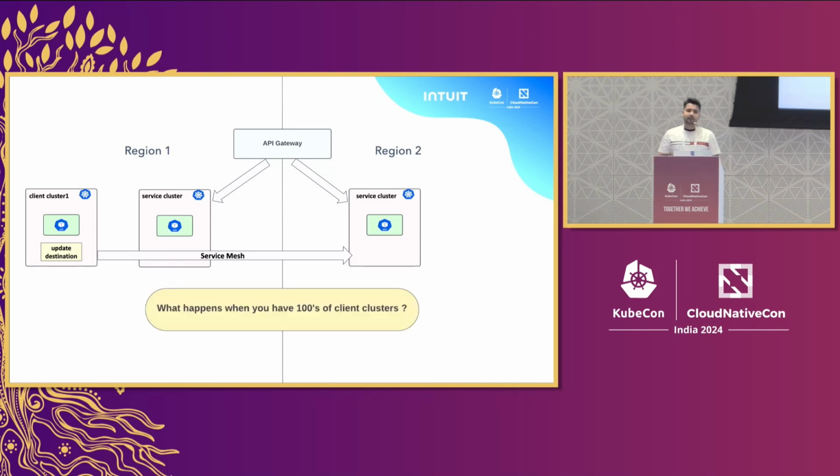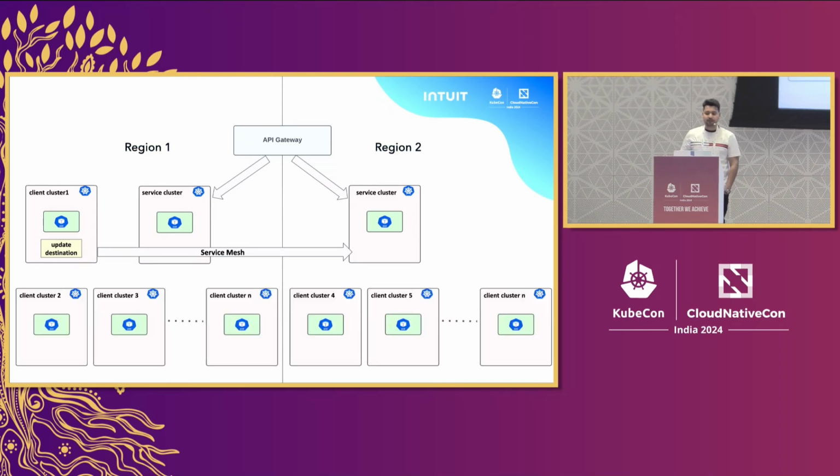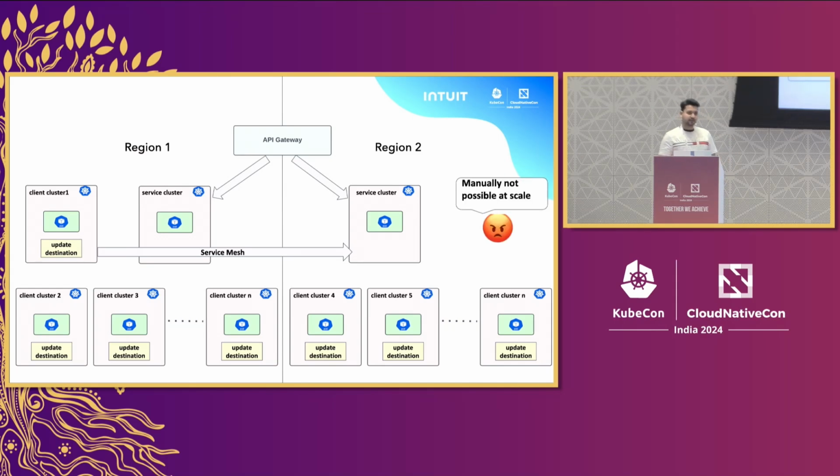What happens when you have hundreds of those clients? We have so many clients. As a developer, if I don't have any other option, I have to manually go update all those destinations. In Istio, these are all virtual services. We start updating those destinations, and it seems like a very impractical job. It's very impractical to update the destination for hundreds of clients, and that too during a disaster. You are doing manual work, right?